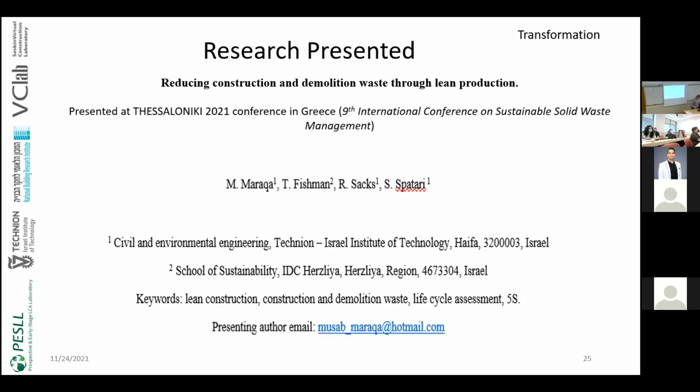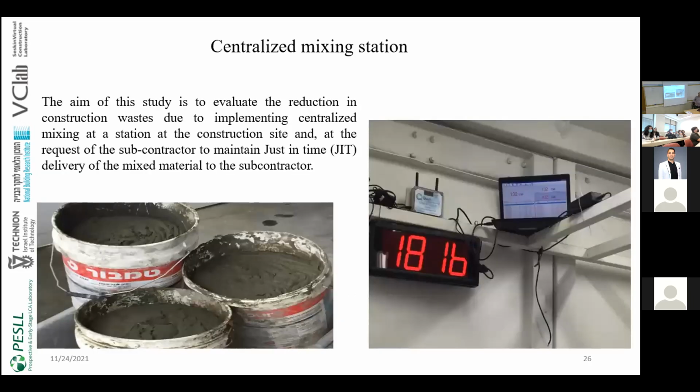So the first one is reducing construction and demolition waste through lean production. This research was introduced in a conference paper at the 9th International Conference on Sustainable Solid Waste Management in Greece. So the idea is to study the effect of applying a centralized mixing station in the construction site.